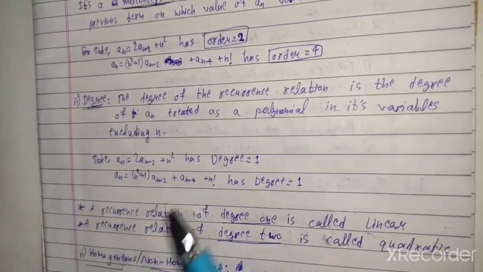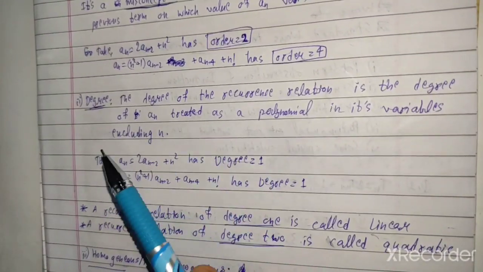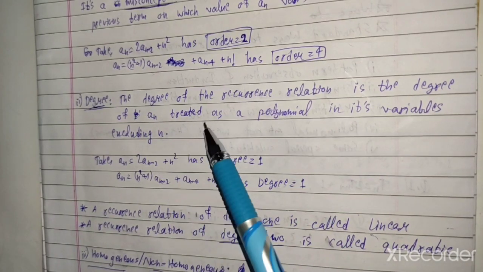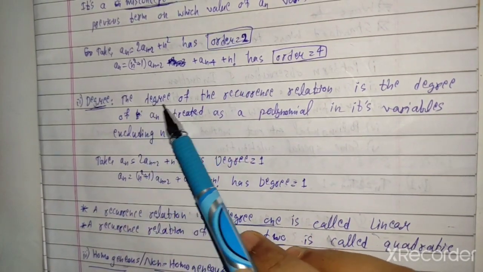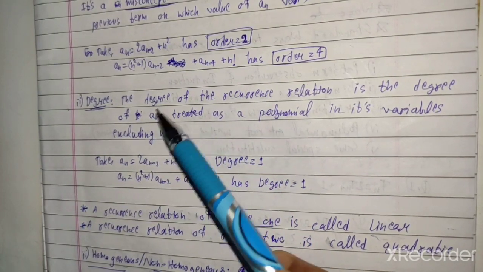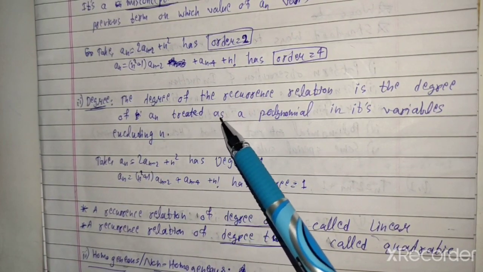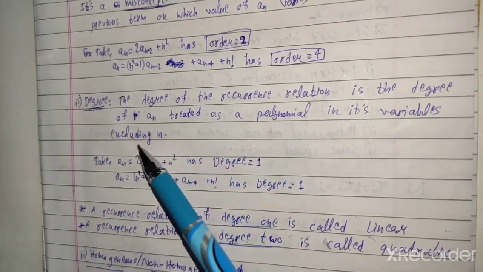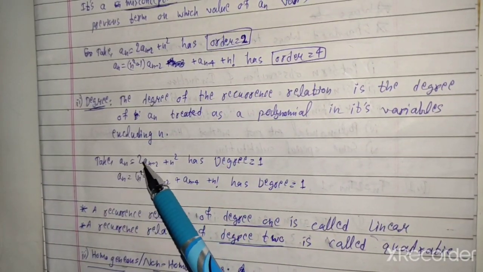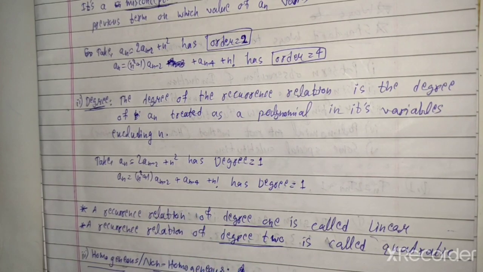And degree is basically a recurrence relation, is the degree of a_n treated as a polynomial in its variable excluding n. Okay, let's read one more time. The degree of the recurrence relation is the degree of the nth term, treated as a polynomial in its variables excluding n. Basically, let's take this example, a_n is equal to 2a_{n-2} plus n square.